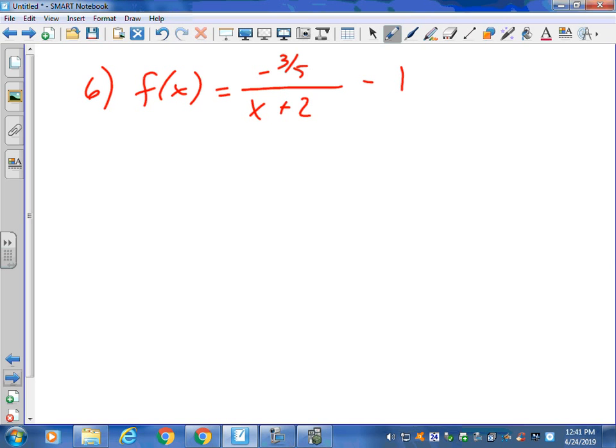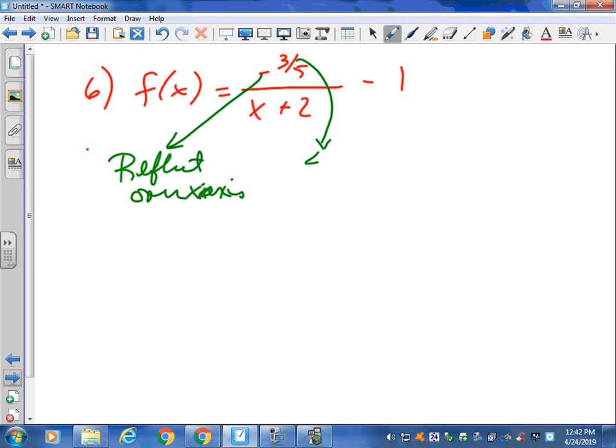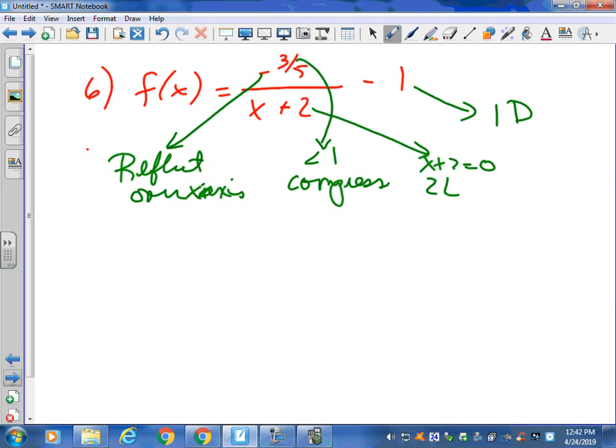All right. What's the negative do? Reflects which way? Over x. Because it's at the top of the problem. All right, what's the 3/5 do? Correct. It's less than 1, so it compresses. What does x plus 2 equal to 0 do? That's right, 2 to the left, because it's going to be negative 2 when you solve it, because it's always opposite. And what does this minus 1 do? 1 down. All right, now let's see how that affects our graph.